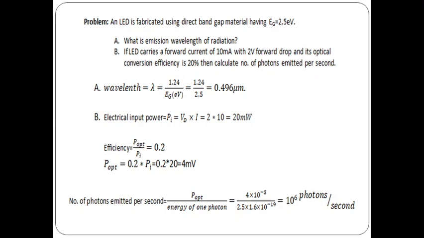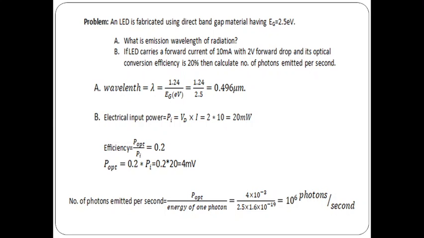Efficiency equals optical power to the electrical input power, which is 20%, so we can write 0.2. From that, optical power equals input power into efficiency. So 0.2 into 20 milliwatts equals 4 milliwatt. Sorry, the units mentioned were volts, but it is watt. So optical power is 4 milliwatt.